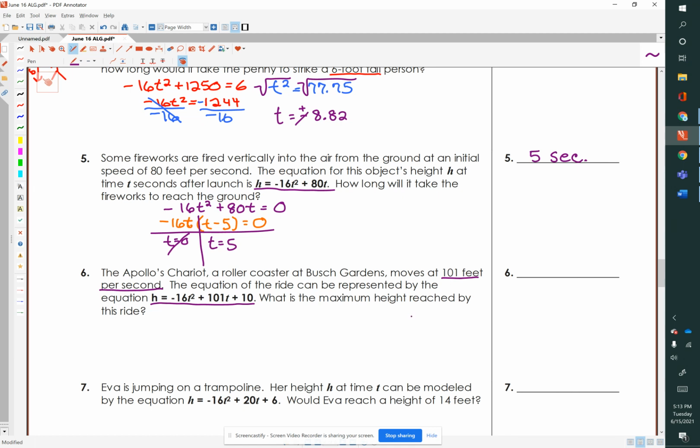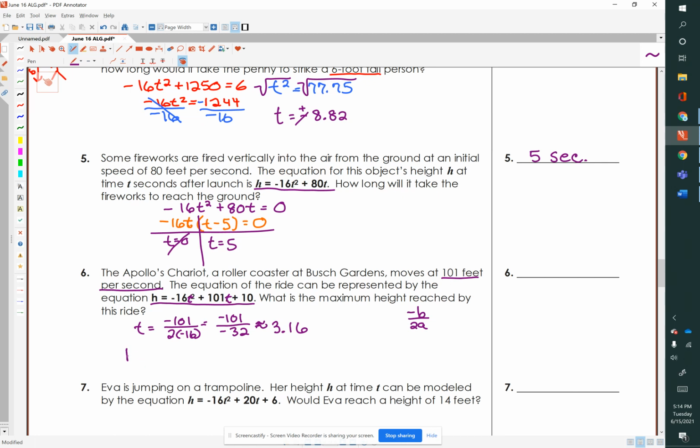So first we're going to use our negative b divided by 2a. So our b value is 101. So negative 101 divided by 2 times negative 16, which simplifies to negative 101 divided by negative 32, which simplifies in decimals to approximately 3.16. Now we're going to substitute that into the equation, substituting it for t in both places.